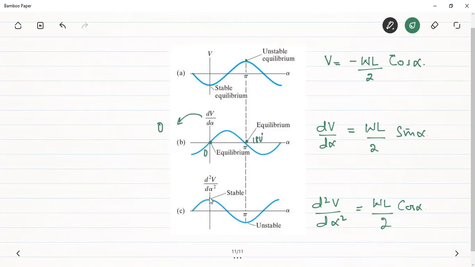And the third graph is for the second derivative of the potential energy function with respect to alpha. So this will be the curve. In this case, this point is positive. When the second derivative is positive, that corresponds to stable equilibrium, and when the second derivative is negative, it corresponds to unstable equilibrium. Okay, so this ends all the theory portion regarding the potential energy criteria and stability.